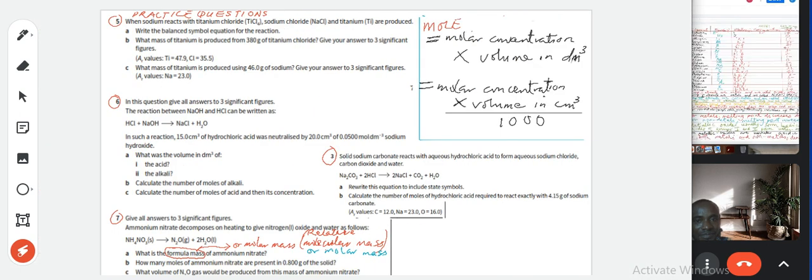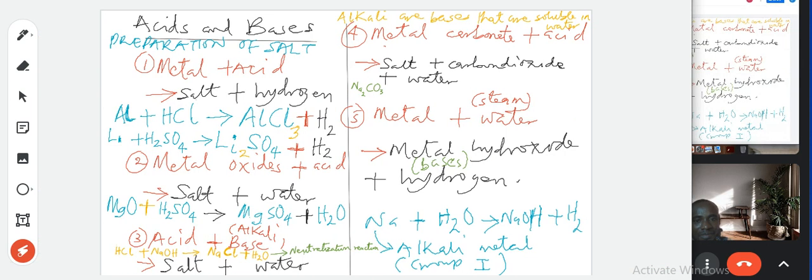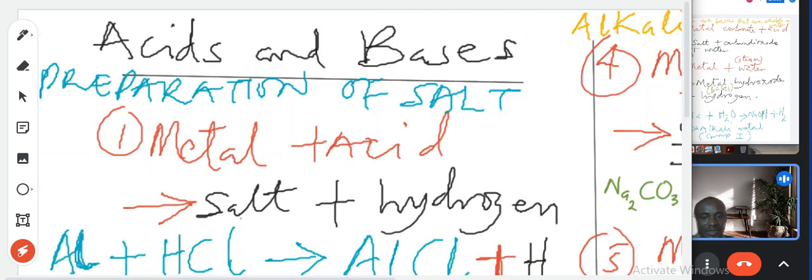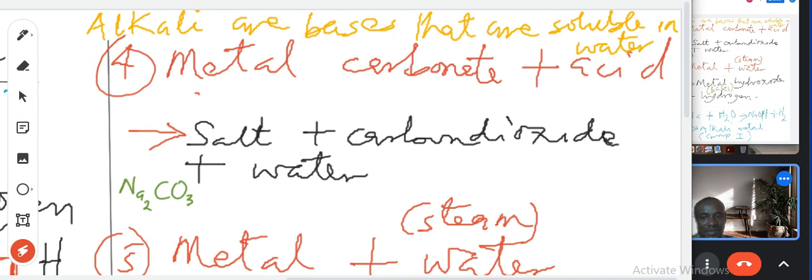So then, plus CO2 plus H2O. Let me zoom it in to 100%. Na2CO3 plus. I'm still forming the reactant, metal carbonate plus acid. So this is the metal carbonate, right? What's the name of this? Sodium carbonate.